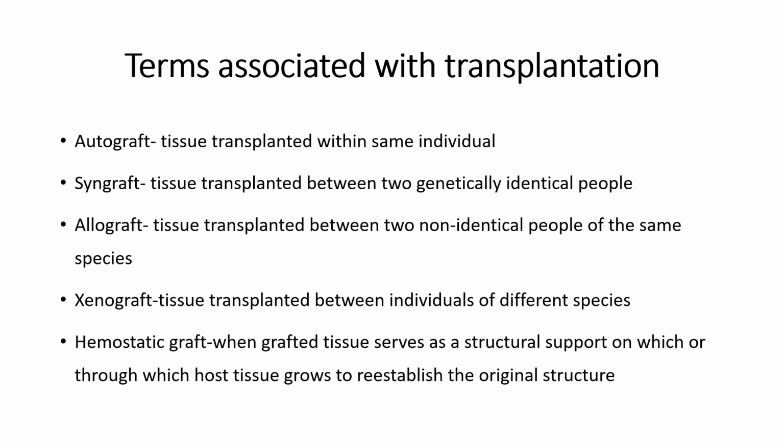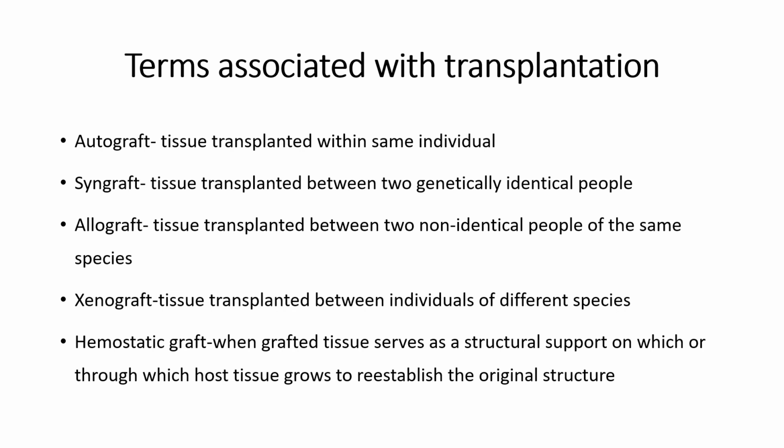An allograft is when tissue is transplanted between two non-identical people of the same species. For example, kidneys, heart, and lungs. A xenograft is when tissue is transplanted between individuals of different species, such as a baboon's heart that has gone into a human baby, or pig heart valves into a human.